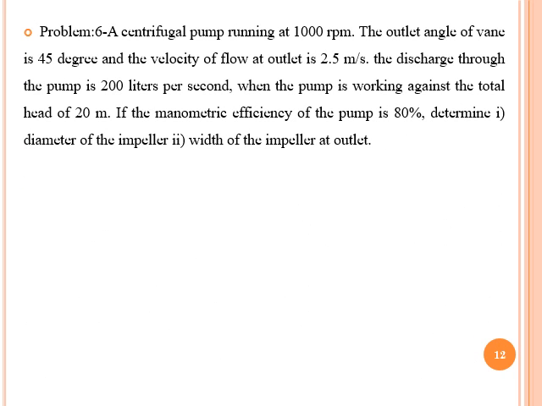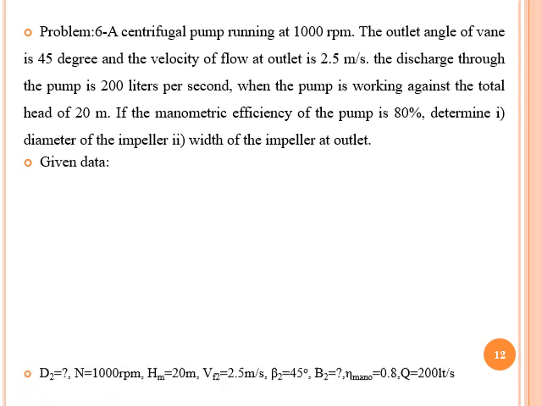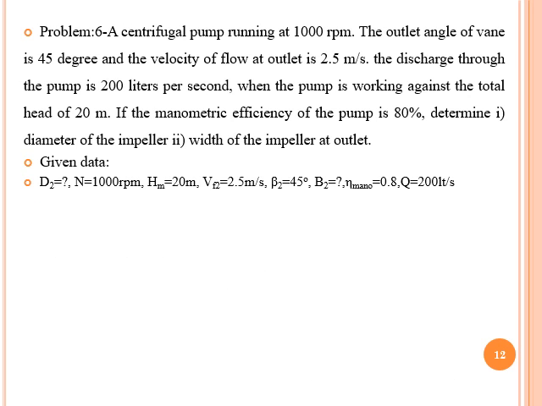So take down the next numerical on a centrifugal pump. A centrifugal pump is running at 1000 rpm. The outlet angle of the vane is 45 degrees and the velocity of flow at outlet is 2.5 meter per second. The discharge through the pump is 200 liters per second when the pump is working against a total head of 20 meter. If the manometric efficiency of the pump is 80%, determine the diameter of the impeller and the width of the impeller at outlet. So now see the given data here.